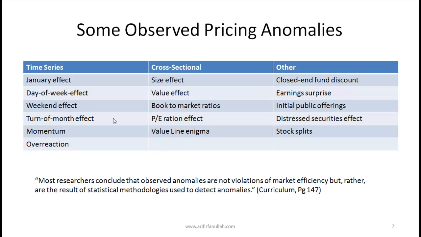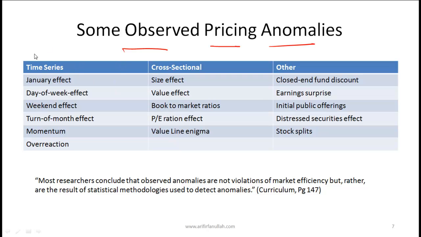On this slide, we talk about some observed pricing anomalies. As you can imagine, finance researchers have done thousands of studies related to efficient markets, and in this reading in the curriculum, some of the observed anomalies have been described, and the curriculum divides them into 3 categories based on how the anomalies were identified.